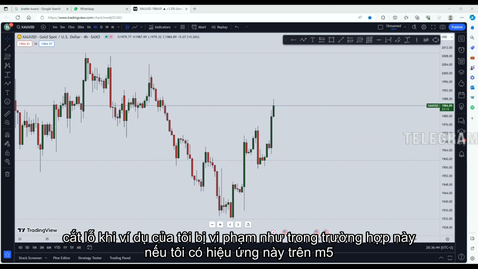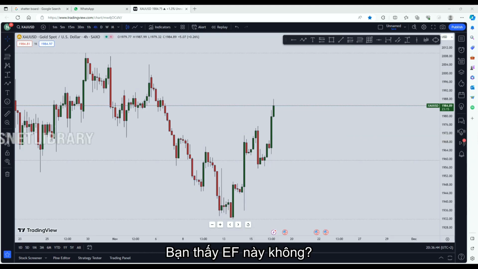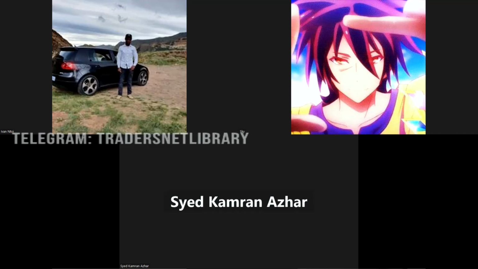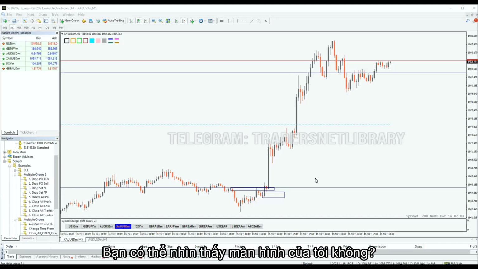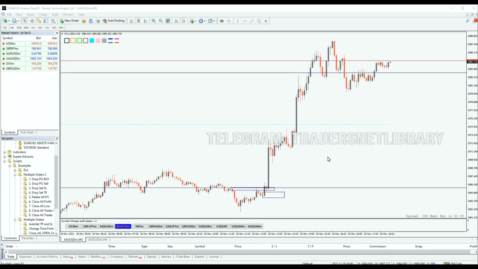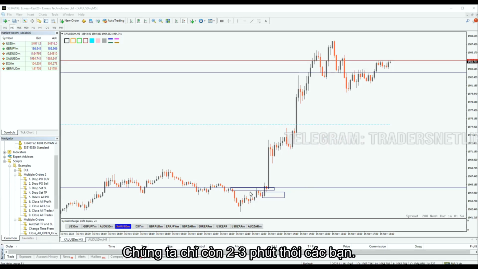Like in this case, if I have this EF on M5, you see this EF, and I think you are not showing your screen. You're showing an empty screen maybe. MetaTrader, sorry. Can you see my screen? Yeah, absolutely. We are only left with 3 minutes, guys.